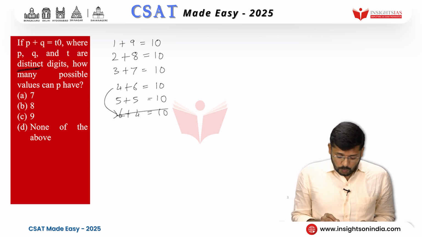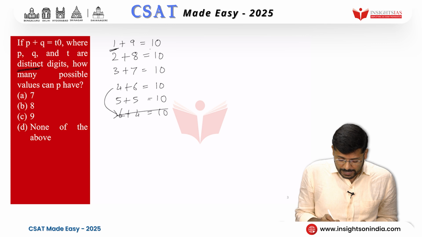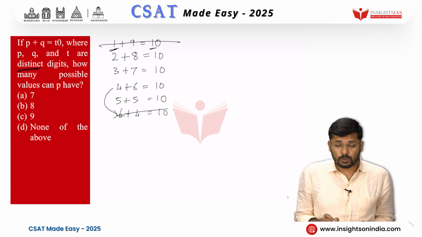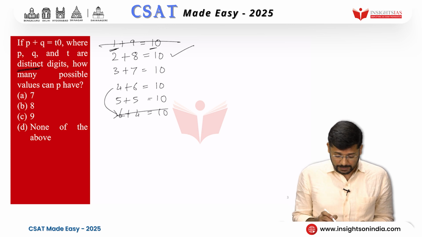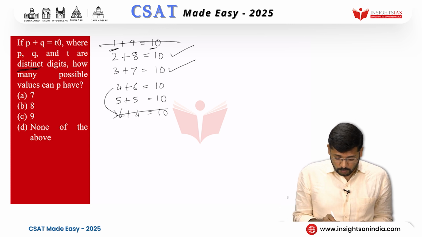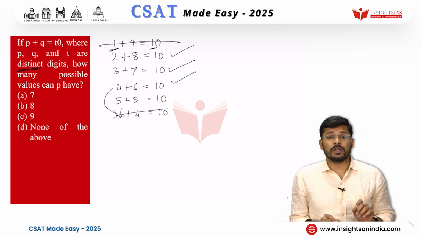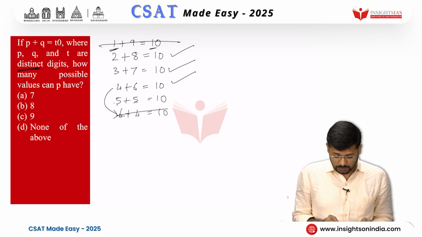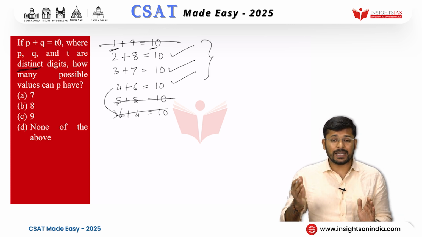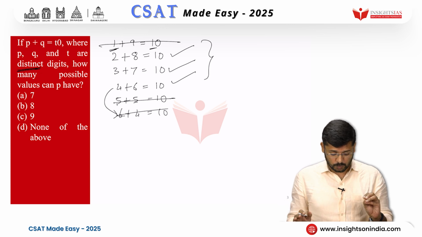Now, 1 plus 9 is equal to 10, where P and T happen to be the same. So, we will reject it. Now, 2 plus 8 is equal to 10. Yes, it is perfectly valid. Then 3 plus 7 is equal to 10. Yes, 3, 7, 1, all of them are distinct. It is perfectly valid. 4, 6, 1. P is 4, Q is 6 and T is 1. Yes, very good. However, 5 plus 5 is equal to 10, where P and Q are the same. So, this is not valid. So, we have 3 pairs where P, Q and T are all different, and this holds good.